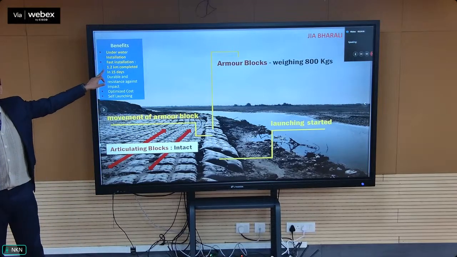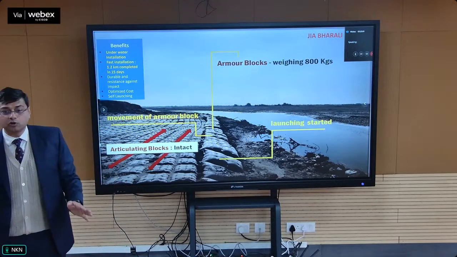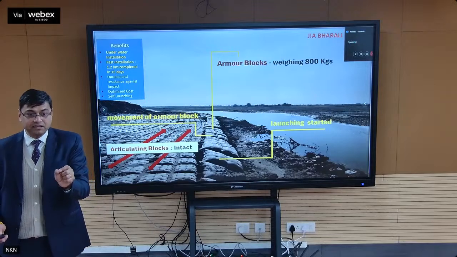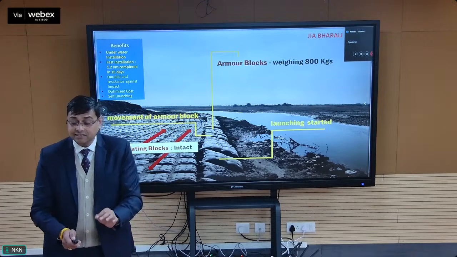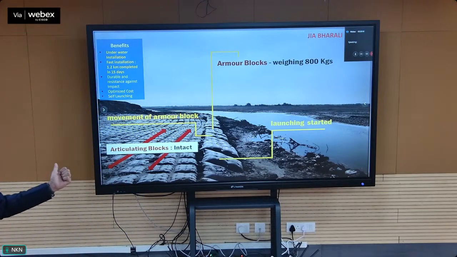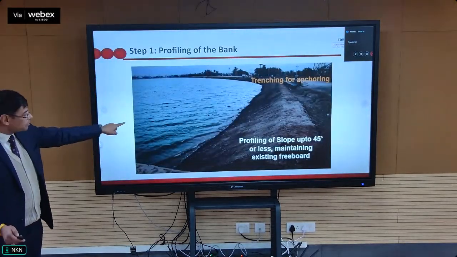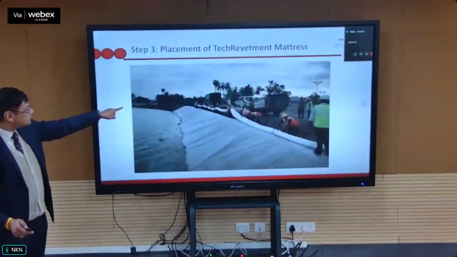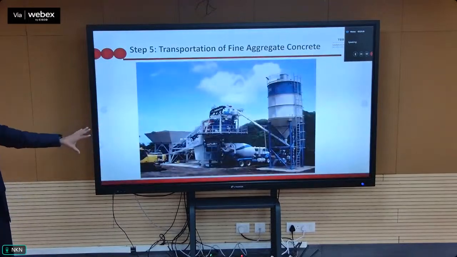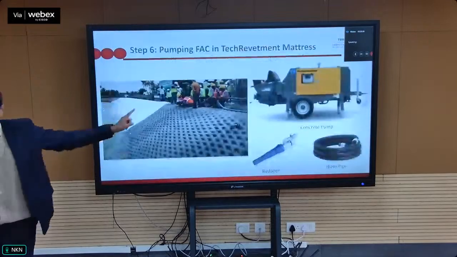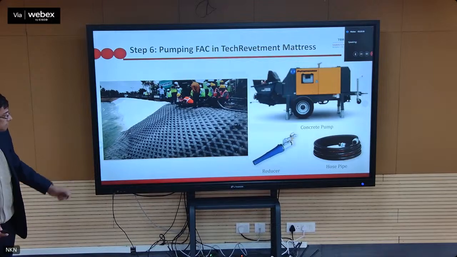Benefits underwater, very quick in construction, almost in 15 days, 1.2 kilometers, unheard of. And if we have something where a disaster has just happened, and we need to have that road intact, and we need to work on it. Now the solutions. Very simple: profiling, laying of the mattress, and then filling it up with concrete. The entire process, if done properly, this particular timeline can be very well met, and we have met it. We have already done it.